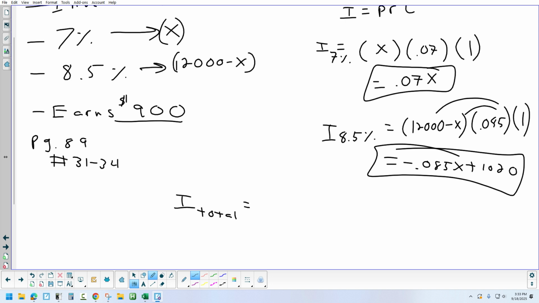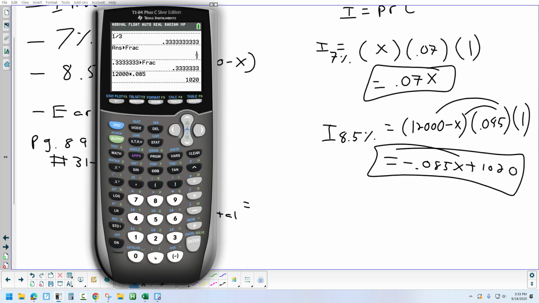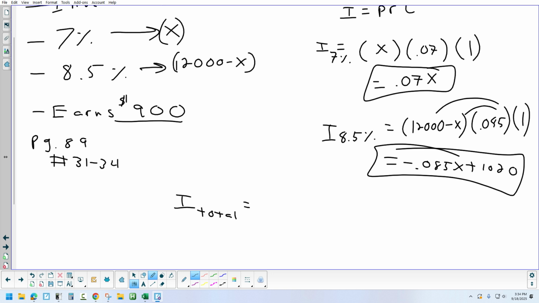The x's, right? We can combine those together. So 0.07 plus negative 0.085, that's negative 0.015. And there's nothing to combine with the 1020. It's the only constant in the two equations.